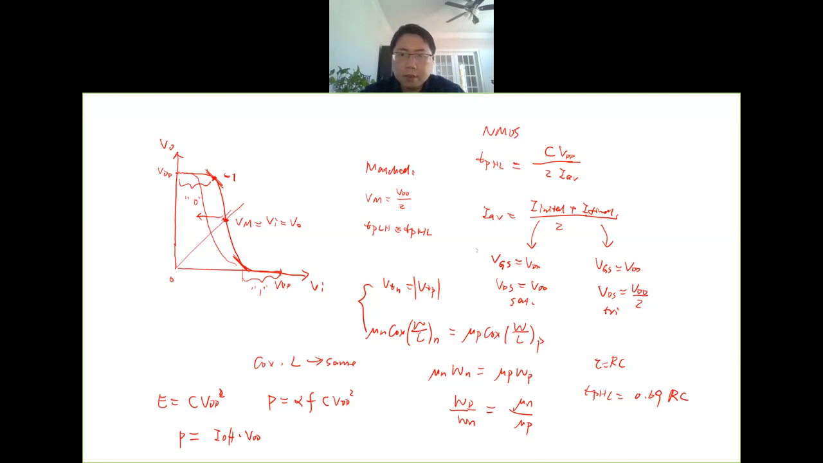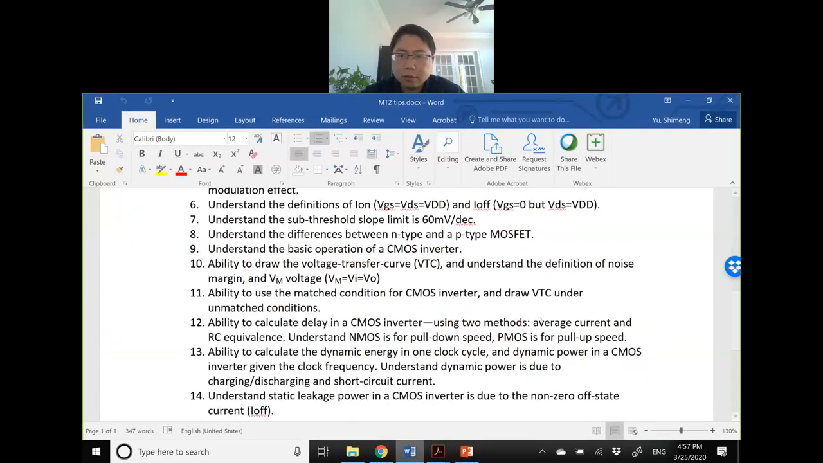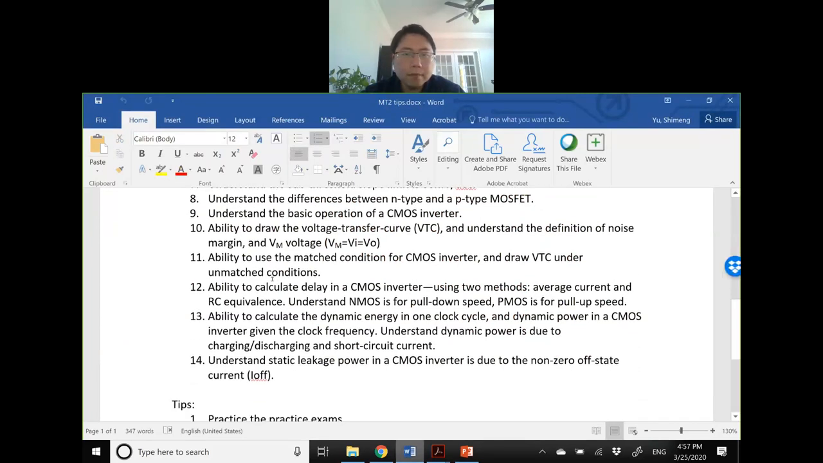And then ability to calculate delay in a CMOS inverter using two methods, average current or the RC equivalence. So here the NMOS is for pull down, PMOS is for pull up speed.